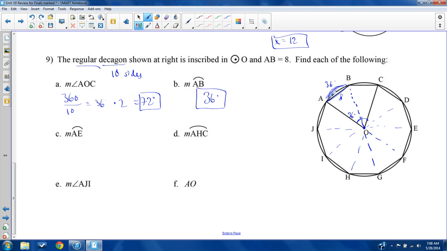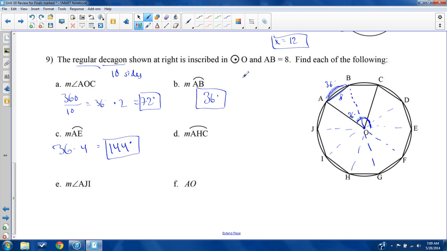Measure of arc AE. So that goes from A to E all the way over here. It's still a minor arc, but it's significantly bigger. You can do this one of two ways. They're both the same thing. Either take this arc and multiply by, no, 1, 2, 3, I'm sorry, 4. Or take this angle measure and multiply by 1, 2, 3, 4. Right? Because that central angle is the same as its intercepted arc. So measure of arc AE is 36 times 4, which is 144 degrees.